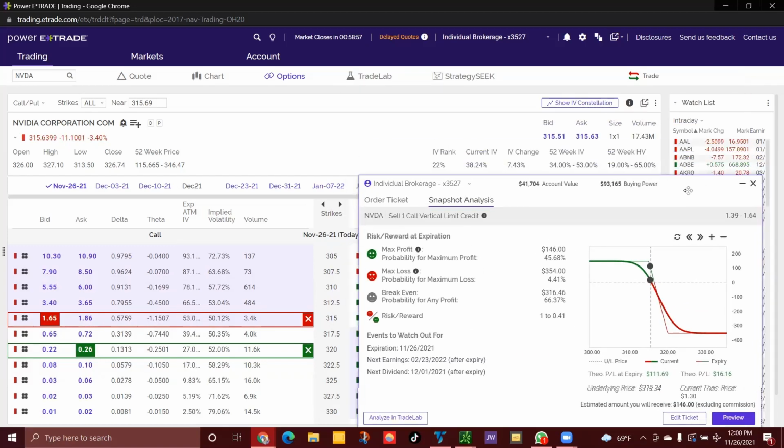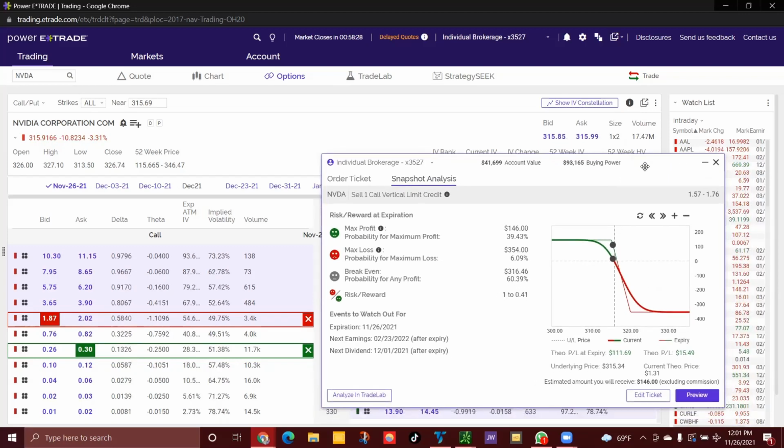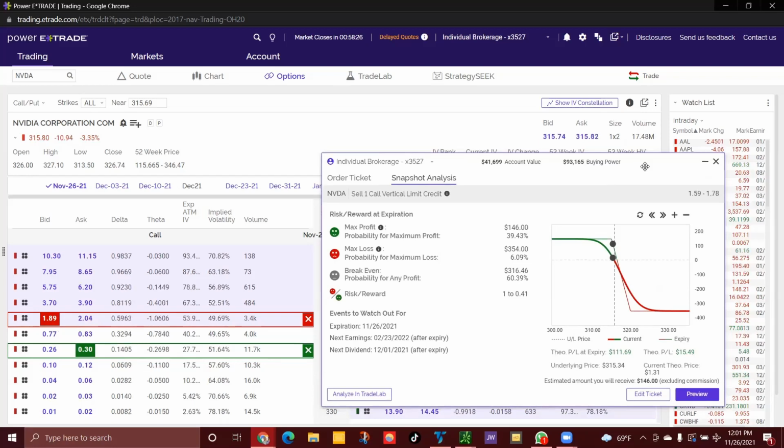So what we're going to do is stick with the 315 to 320 for educational purposes. In essence, our break even on this is 316. So if it ends the week at 316.46, we break even. We don't win, we don't lose anything. But if it stays below 315 on the week, we make $146 per contract. Okay, that's the idea behind a bear call spread.